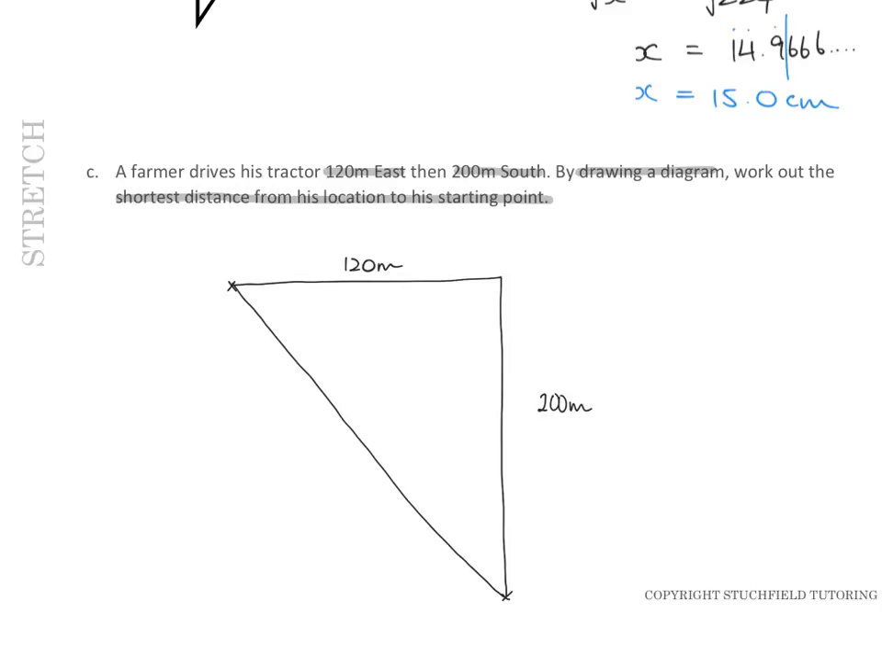Now I actually know this is a right angle because we're going east and then south, and they meet at 90 degrees. So I can use Pythagoras to solve this. So C, A and B, and this is what I'm trying to find because that is the shortest distance back to his starting point. Now remember my formula. So 120 squared plus 200 squared, some big numbers here.